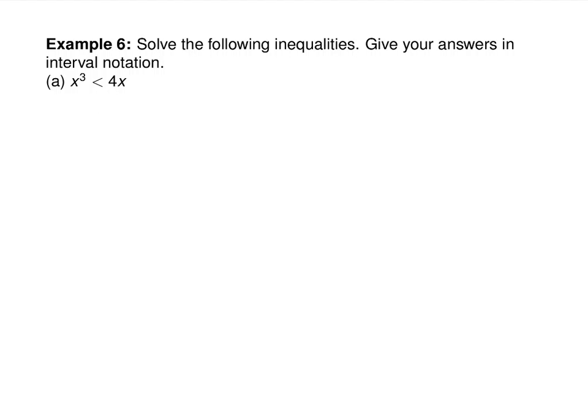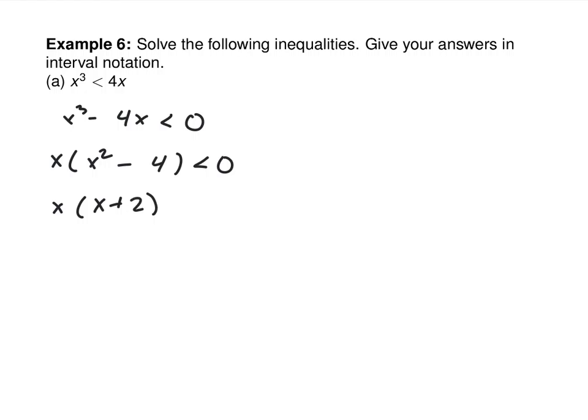So start by making this somehow related to 0. I'm going to do x cubed minus 4x less than 0. And the idea there is you're going to make a number line and you're going to test points. So now factor the expression on the left-hand side. First thing is there's the greatest common factor of x. And then how does x squared minus 4 factor? x plus 2, x minus 2, or vice versa, it doesn't matter.